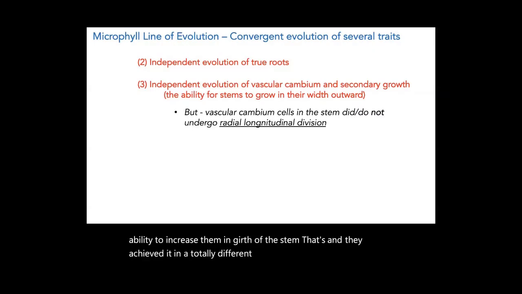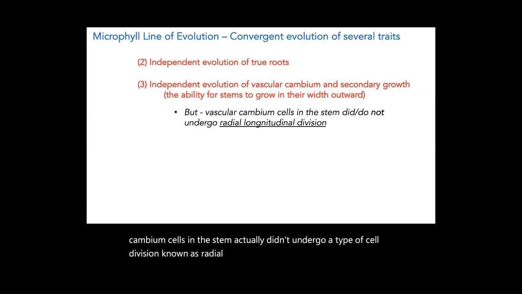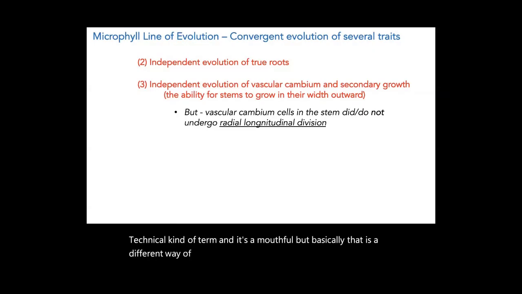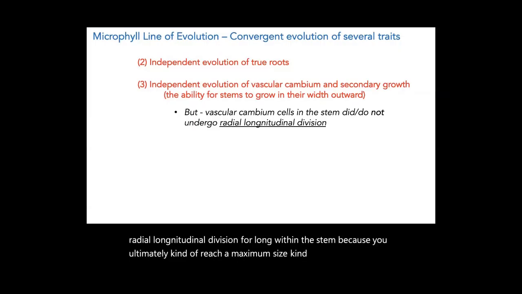It's pretty cool because within the vascular cambium, within the microphylls, those vascular cambium cells in the stem actually underwent a type of cell division known as radial longitudinal division. That's a really technical term, and it's a mouthful, but basically that is a different way of splitting cells as they grow. And it actually had a big functional implication because it turns out you can't do radial longitudinal division for long within the stem because you ultimately reach a maximum size, which limits how big you can get.